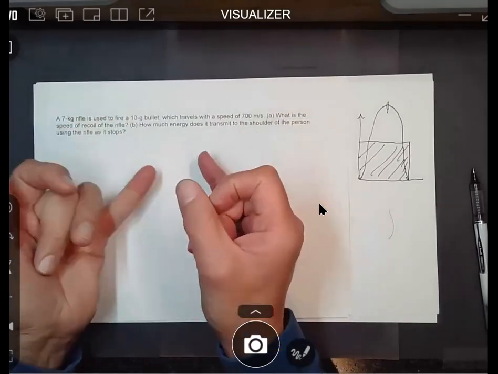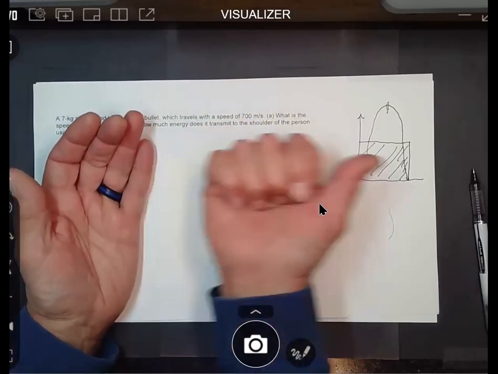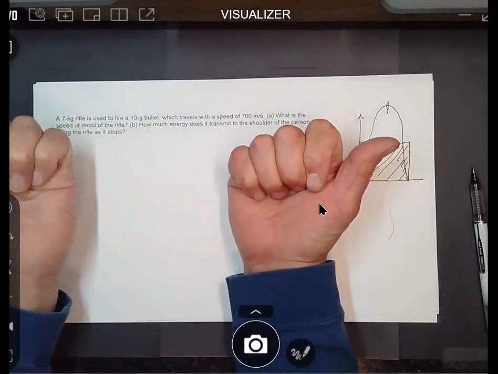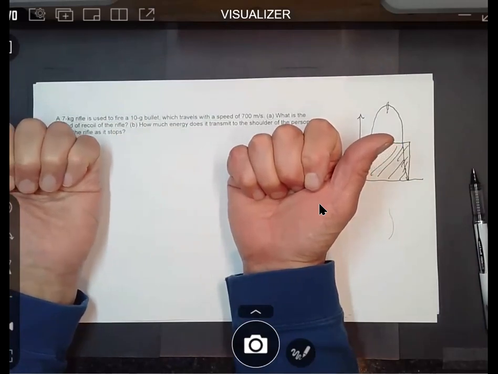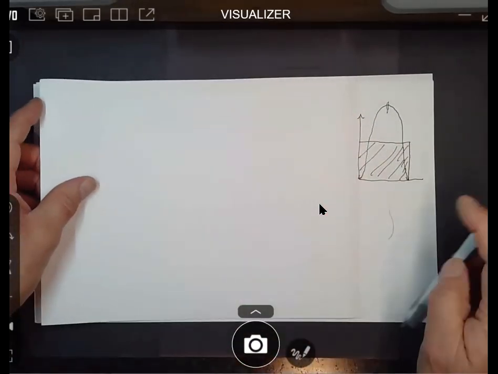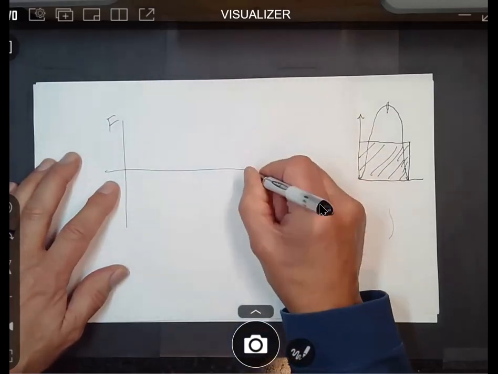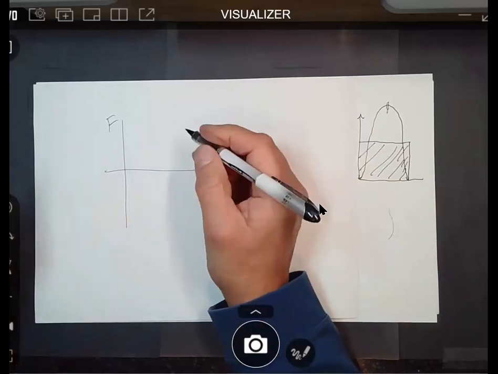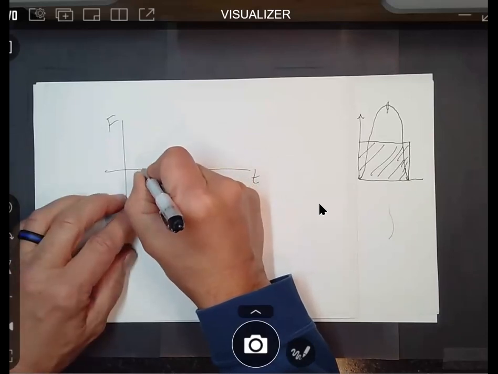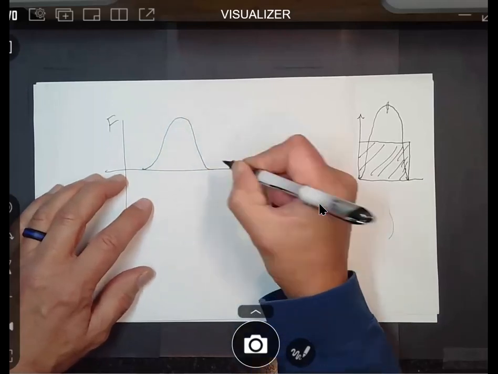If the system, the rifle and the bullet, starts off at rest, it has no momentum. If some part of it takes off going in this direction with some momentum, the other part is going to go in the opposite direction with equal momentum. How can that be? Well, here's how it can be. Make a graph of force versus time. Let's suppose that when the weapon is fired, through some mechanism, the rifle exerts a force on the bullet. And that force maybe looks like that for a little while.